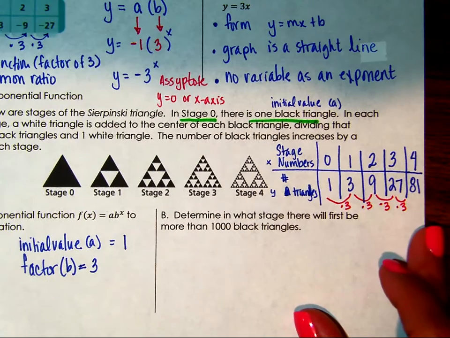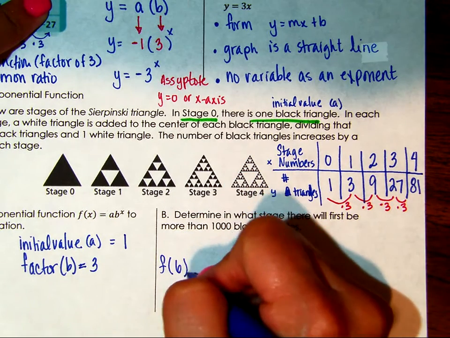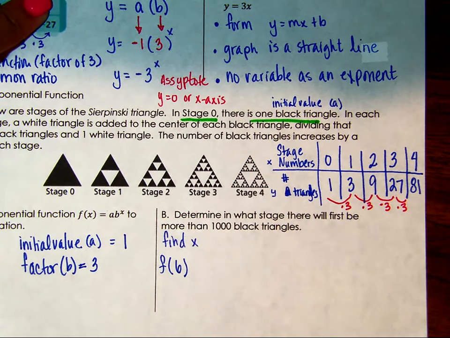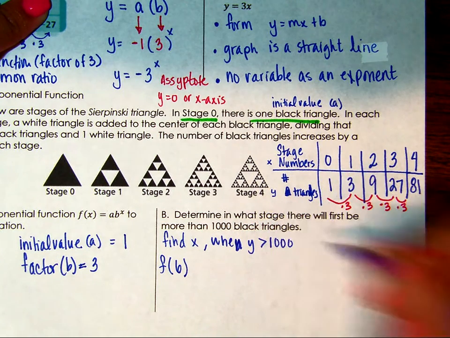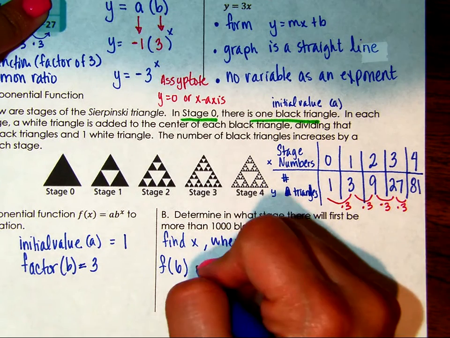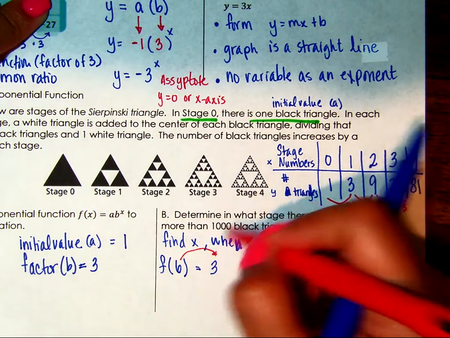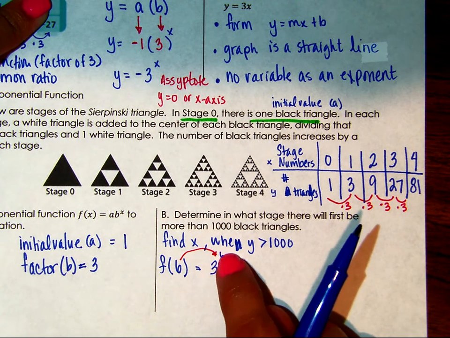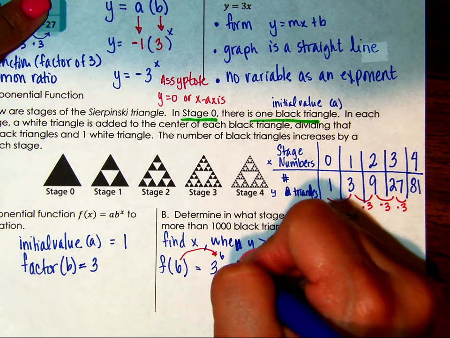So let's predict. Let's find out when x is 6, which is my stage number, and determine how many black triangles I would have. Right now I use 6, when y is greater than 1,000. Again, y represents the number of black triangles. If I know that x is now 6, and my base, my factor, my ratio, happens to be 3, now my 6 goes up here as my exponent. So if I raise 3 to the 6th power, that means 3 multiplied 6 times, so 3 times 3 times 3 times 3 times 3 times 3 gives you a total of 729 triangles.